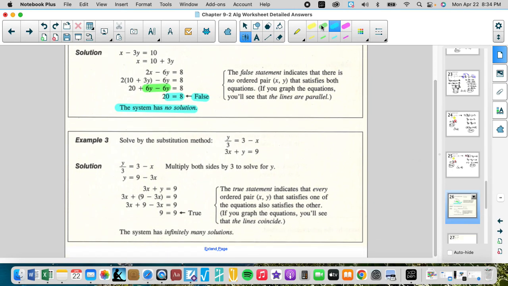If after substituting, so you isolate and substitute it back in, the variables cancel and you're left with a true statement, then it's going to be infinitely many solutions, or it's the same line. This is the same line because they lie on top of each other. So there will be an infinite number of solutions because that's where they intersect.